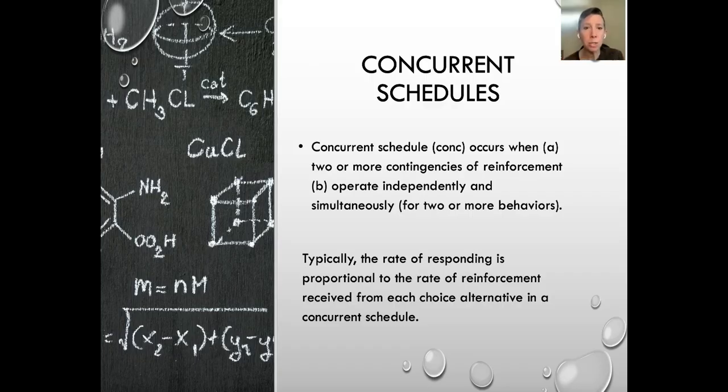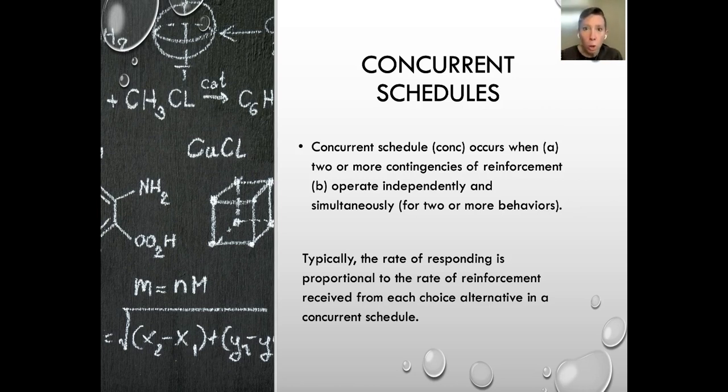Here's why. Concurrent schedules of reinforcement is when two or more contingencies of reinforcement operate independently and simultaneously for two or more behaviors. So, these are just two schedules that happen at the same time. One of these schedules could be for raising my hand, and one could be for completing math problems. They are completely separate. They have nothing to do with each other. It's one behavior on one schedule and another behavior on a different schedule, just operating at the same time.